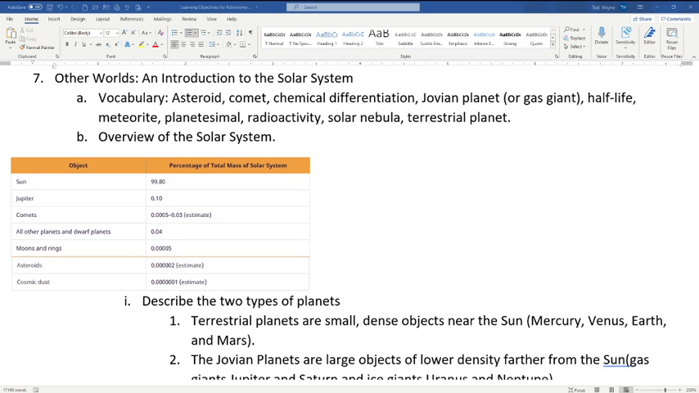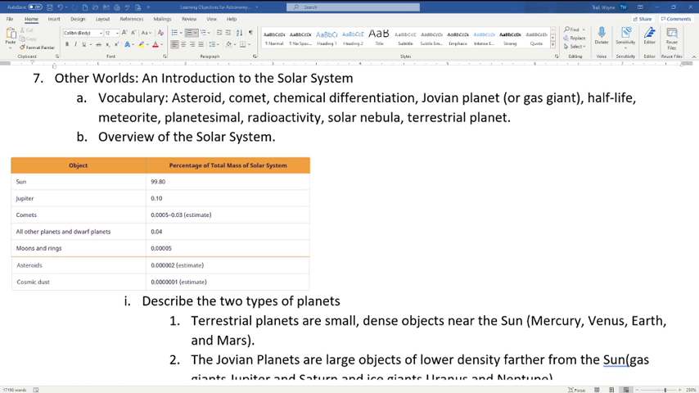So this section is called Other Worlds, an Introduction to the Solar System. We're just going to do kind of an overview of the solar system in this chapter. The solar system is really the sun and everything that orbits it. The vocabulary for this section begins with asteroids and comets and chemical differentiation, Jovian planet, half-life, meteorite.